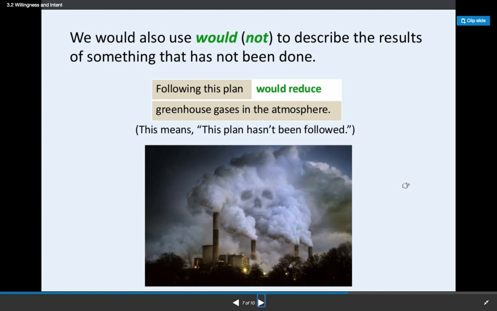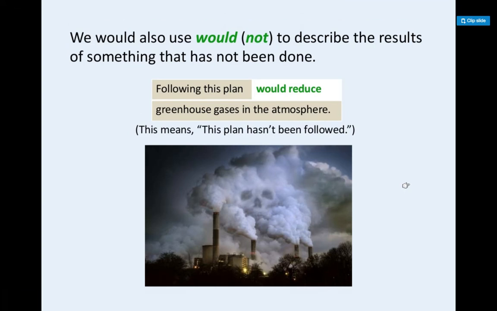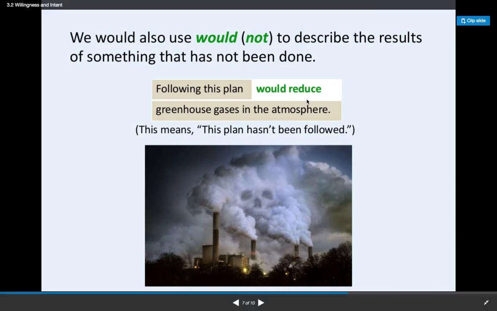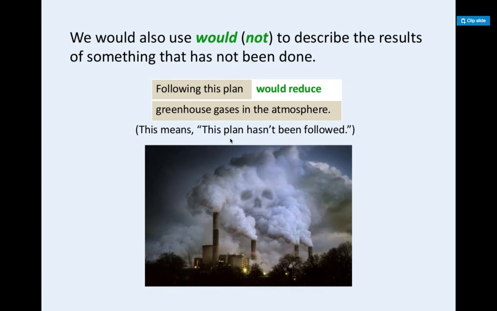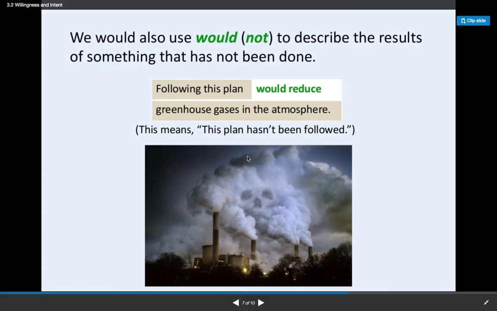We would also use would to describe the results of something that has not been done. So when I say following this plan would reduce greenhouse gases in the atmosphere, the idea here is the plan has not been followed, and this is why we have so many greenhouse gases in the atmosphere. If we followed this plan, it would reduce them.